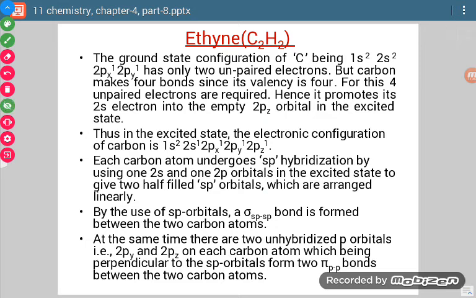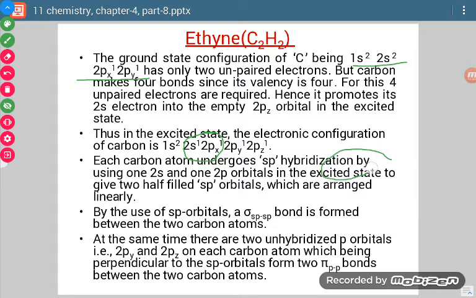Now let us discuss the ethyne molecule. Just like we discussed carbon in the case of alkene, in the case of alkyne we have to remember that the carbon which forms a triple bond undergoes sp hybridization. In the excited state, 1s2, 2s2, 2p2 changes into 1s2, 2s1, 2px1, 2py1, 2pz1. When there is sp hybridization, the s and p orbitals undergo hybridization, and there will be formation of two hybridized orbitals.